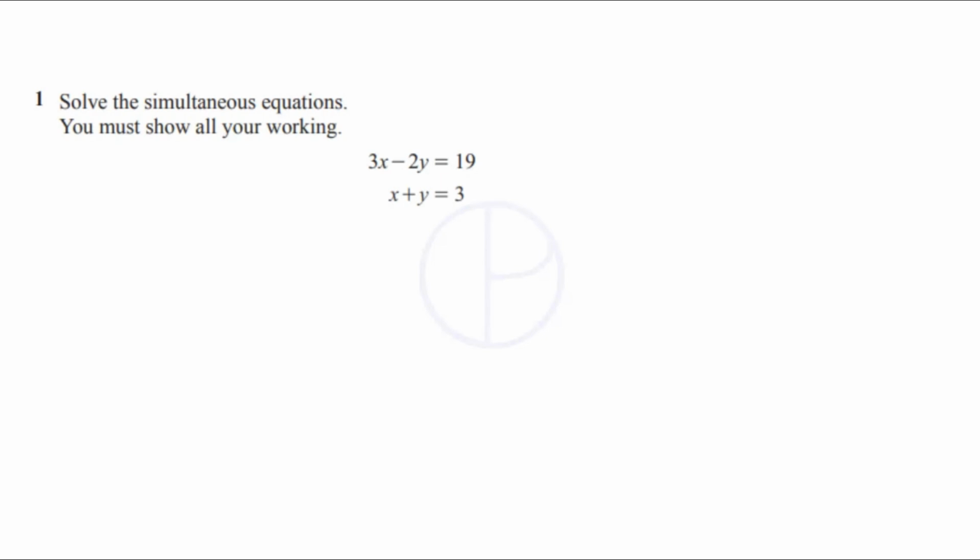So two equations are given. Let's solve this by substitution method. I'll mark this as 1 and this is 2. From 2, we can write x as 3 minus y. When y goes to the other side, it will change its sign. So 3 minus y. Now substitute this in equation 1.